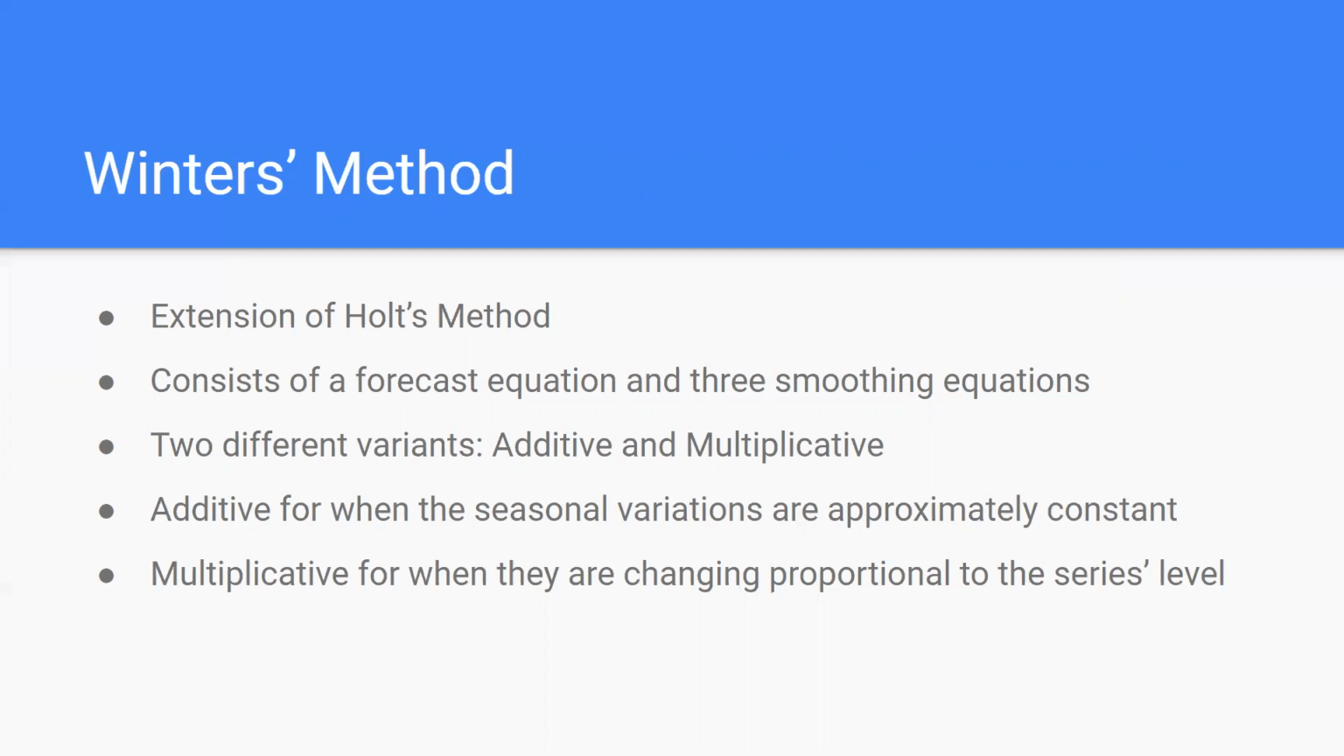There are two distinct versions of Winter's method, and the differences between these two models stem from the particulars of the observed seasonality. The seasonality of a certain data set is additive when it does not depend on the level, and it is said to be multiplicative when the size of the seasonal variation is proportional to the level. Because of this, there is an additive version of Winter's method and a multiplicative version. The additive is preferred when the seasonal variations in the series are approximately constant, while the multiplicative method is preferred when they are changing proportional to the series level.